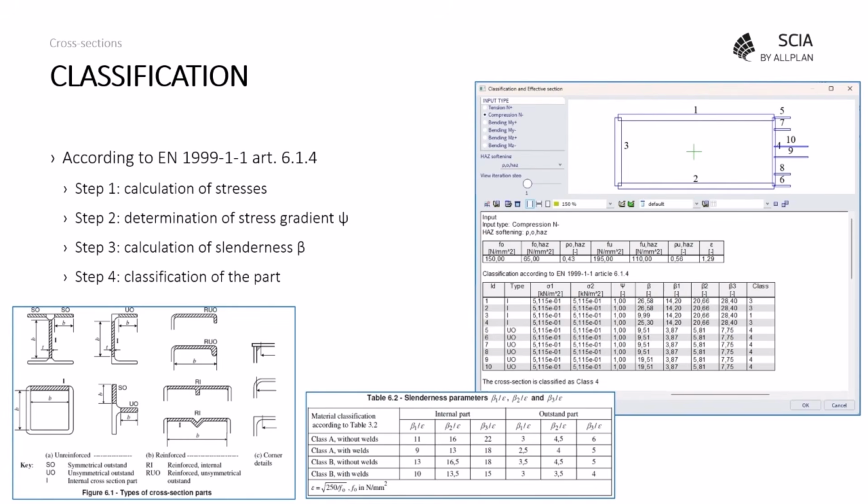On this slide, the classification process is explained briefly. This is directly coming from the Eurocode, and it's automatically executed by the software. What is happening? The stresses are calculated, and the stress gradient is determined. This will lead to the calculation of the slenderness beta, and that slenderness is compared with limits from the code. And the limits depend on the type of part that we are considering. And that can be an internal part, a symmetrical outstand, an unsymmetrical outstand, and so on.